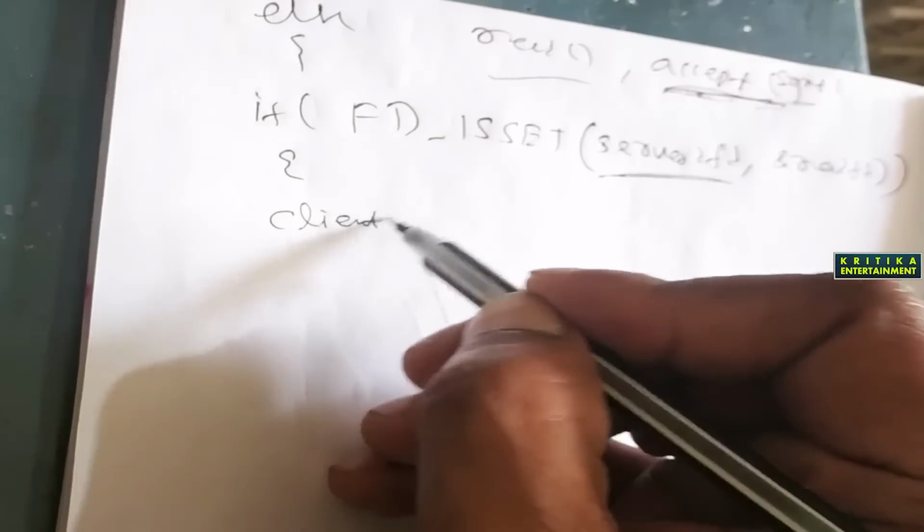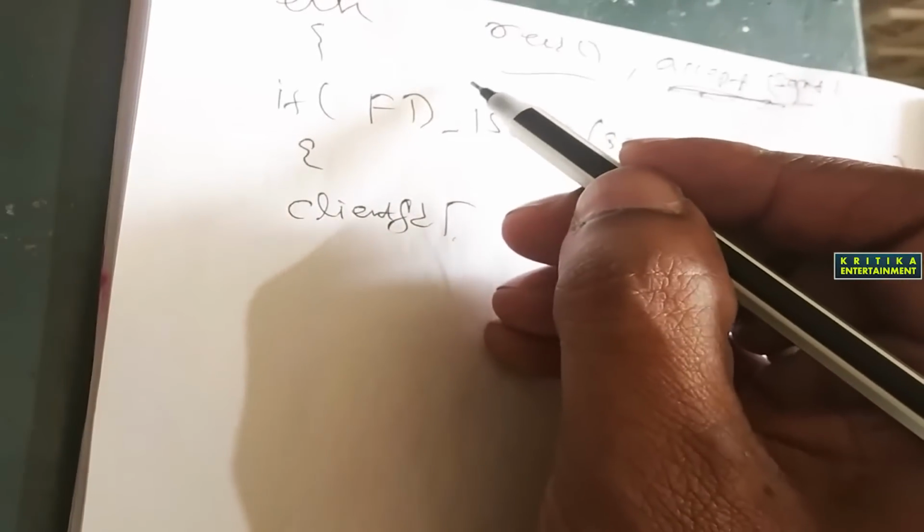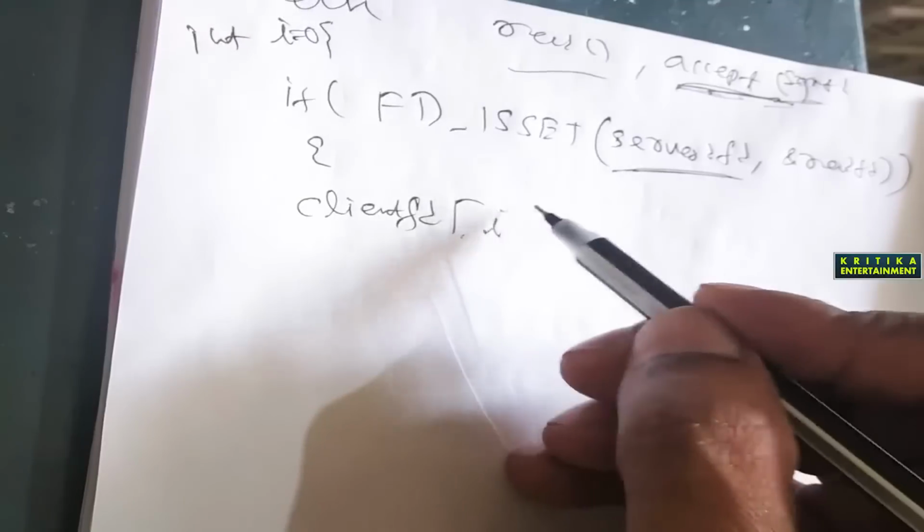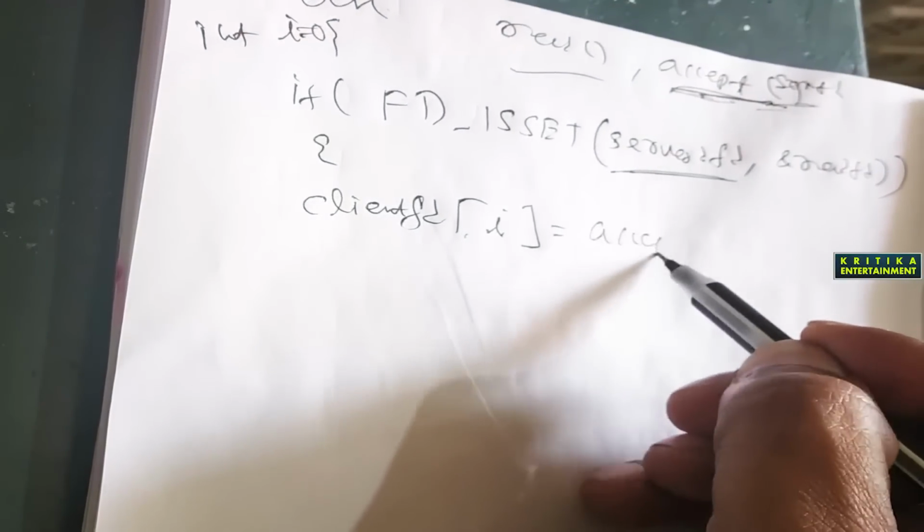Now client FD is an array. Here I will declare the client FD array. You can check it. I have declared one variable, suppose at the top of the while loop, int i is equal to 0. Here write client FD i is equal to accept function. If you don't know what accept is, go to my beginners tutorial for the TCP connection which I have given in the description list.